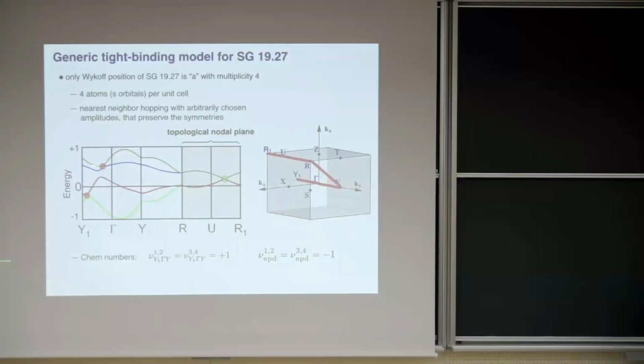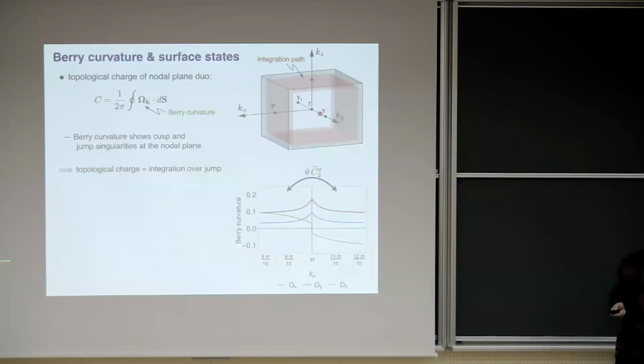And indeed, you find here these Weyl points on this axis, and you have these nodal planes here. And we can now go and explicitly compute the Chern number. And indeed, we find here Chern number +1 for these Weyl points, and we have Chern number -1 for the nodal plane. So how is this Chern number of the nodal plane actually computed?